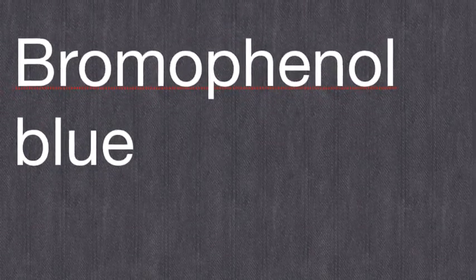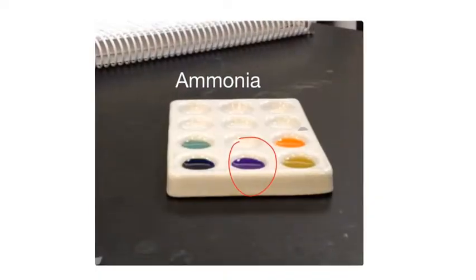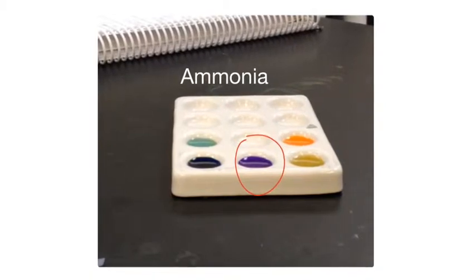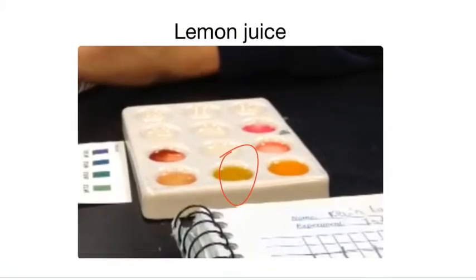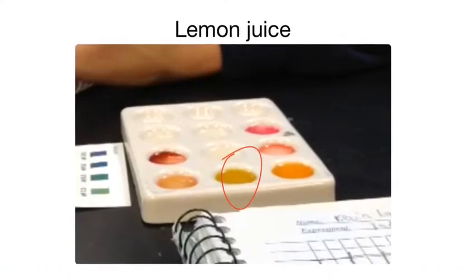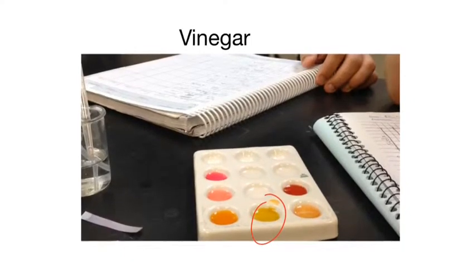Next, we added bromophenol blue to all the common household items. Bromophenol blue turns acids yellow and bases blue-violet. Ammonia turned blue-violet, so it is a base. Next, we have lemon juice, which turned yellow, therefore it's an acid. Now we have vinegar. It is also yellow, so it's an acid.